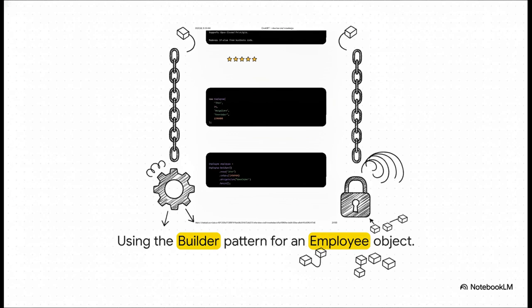You literally just call .name, .age, .salary, and then .build. It is beautifully clean, it makes your code incredibly easy to read, and it ensures thread safety because the resulting object can be completely immutable.